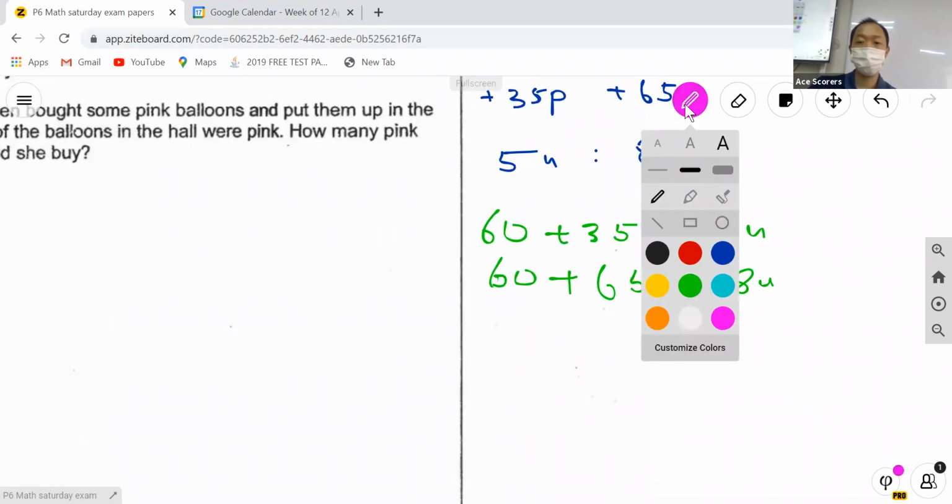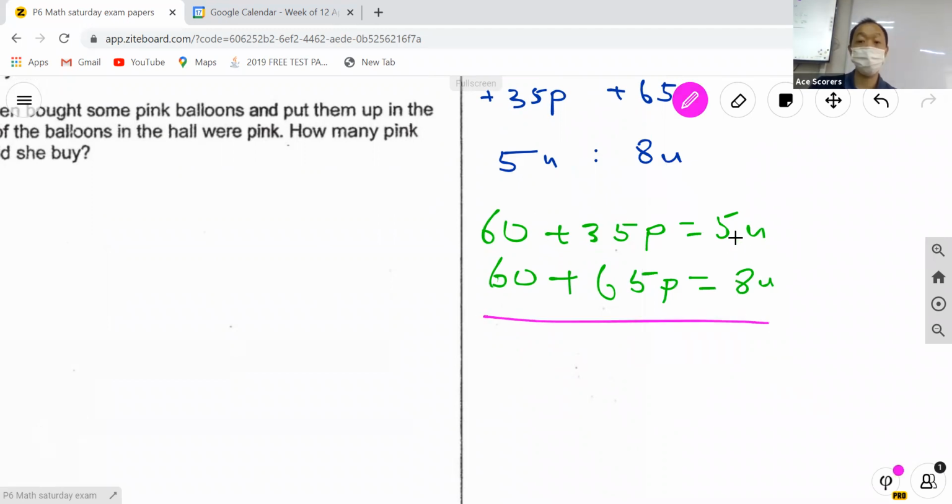What do you mean by that? Because I want to do some comparison, okay? The units here, so 40U. So if I make this 40, I'm going to multiply everything by 8. So 480 plus 35 times 8, 280 parts. And then here also 40 units. Units and parts.